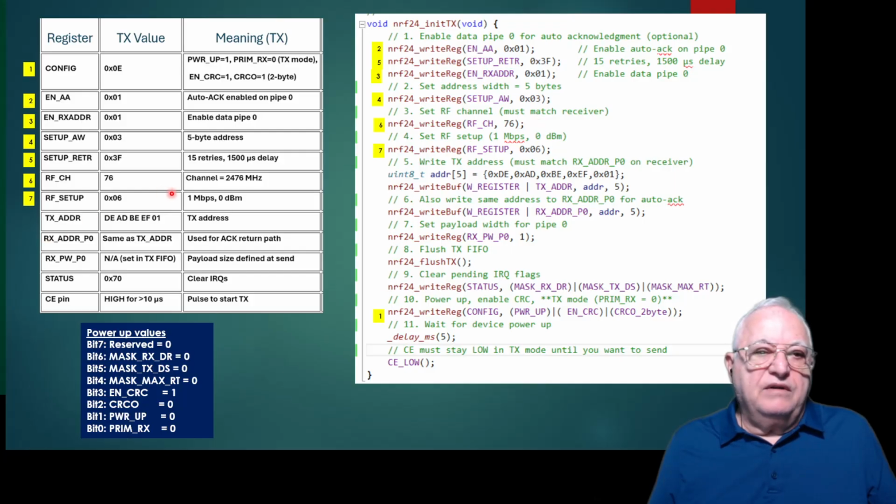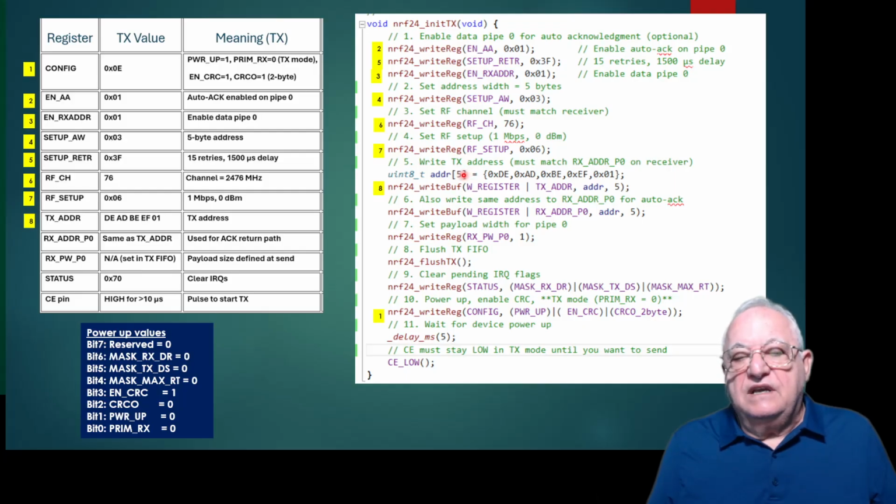Next, we have the RF setup right here, 06, RF setup 0. We have the transmit address. So how I do that is first I create the array, which is the buffer with 5 elements, 1, 2, 3, 4, 5. I actually have 6 elements here. But so what I do is I write buffers.